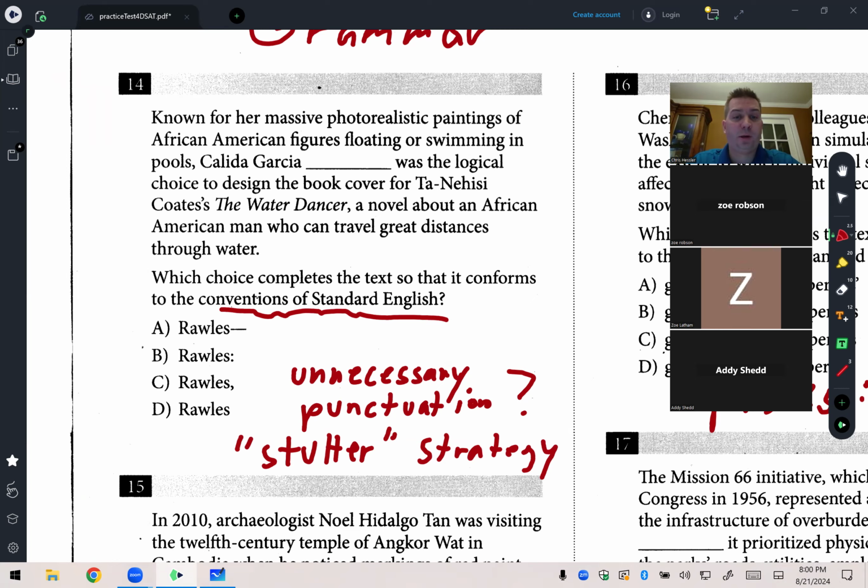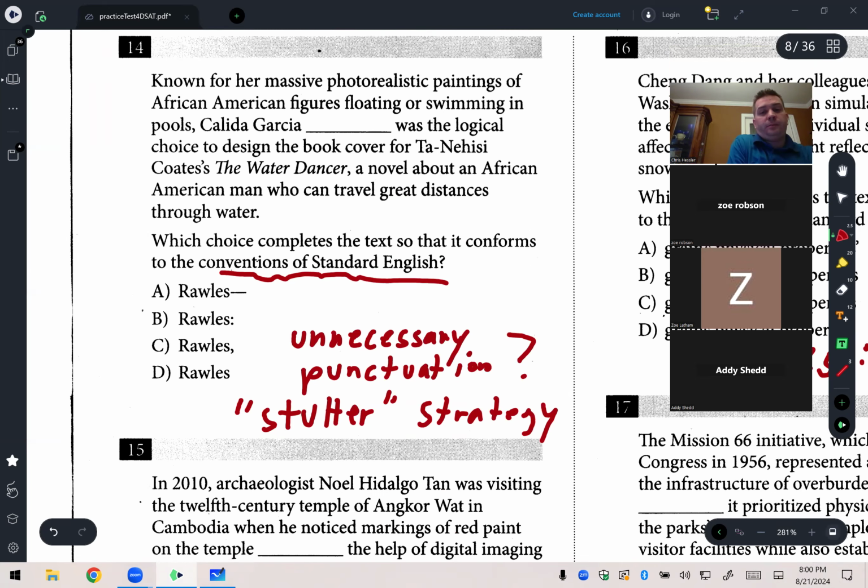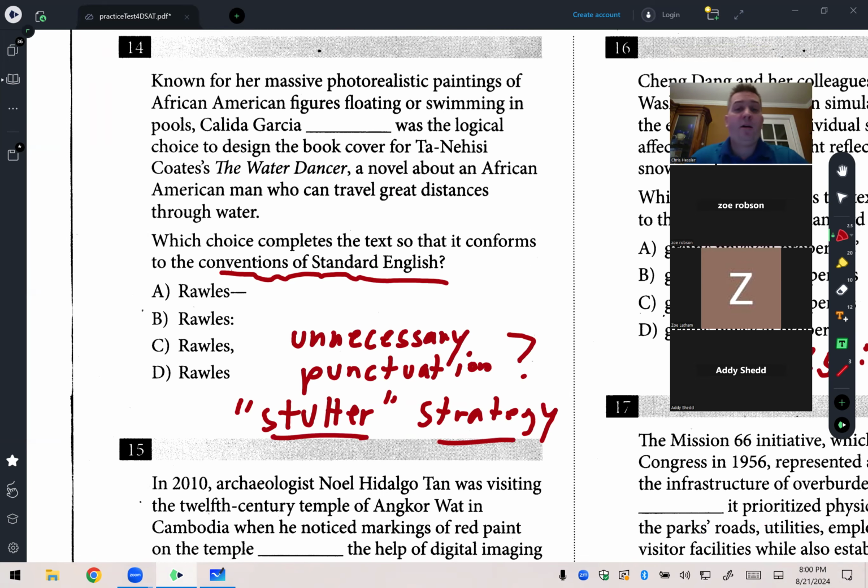So I've created what I've been calling a stutter strategy in order to determine if you have unnecessary punctuation. This is just something I came up with. Like Mrs. Hessler can say that if you have a lower standard deviation, that means your data is more shaped like a nose. She has her own crazy ways of remembering things. And this is sort of my method, but it works.